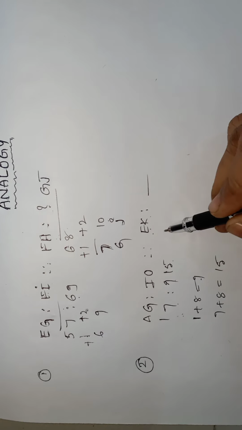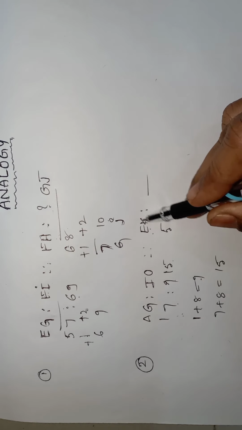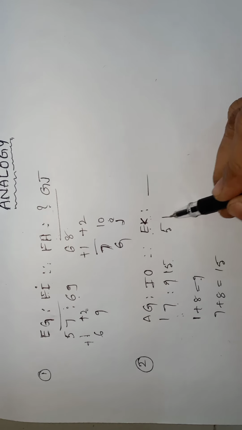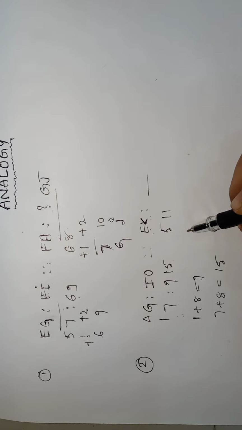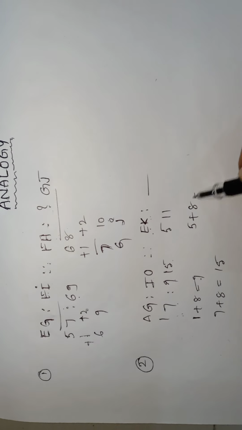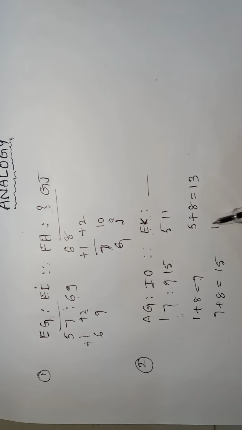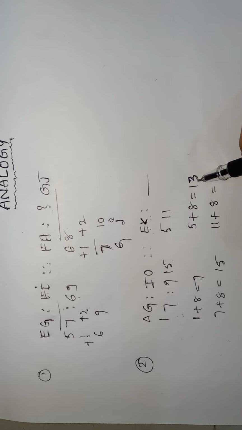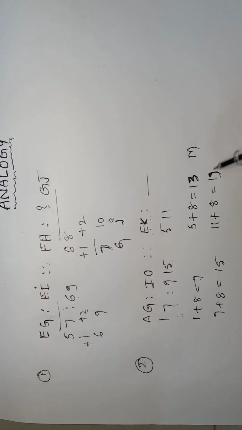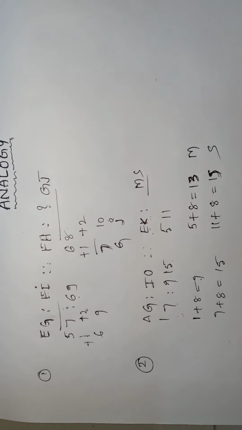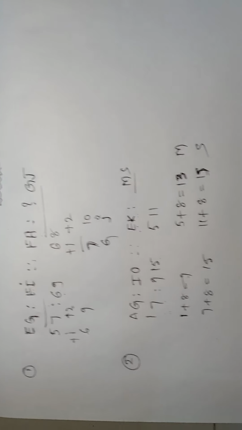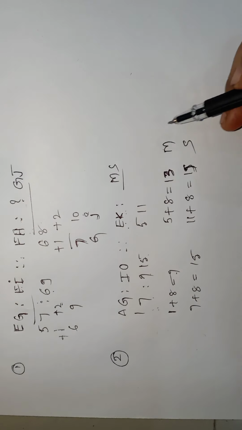What is the number? E is 5, K is 11. Now 5 plus 8 is equal to 13, and 11 plus 8 is equal to 19. 13 is M, 19 is S. Okay, MS is the answer.